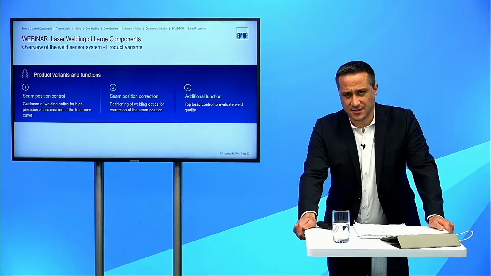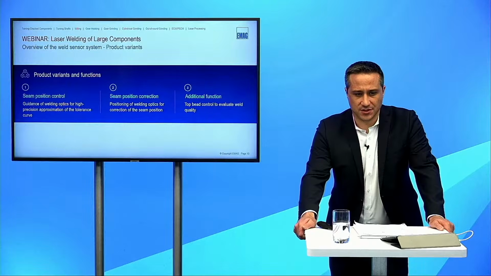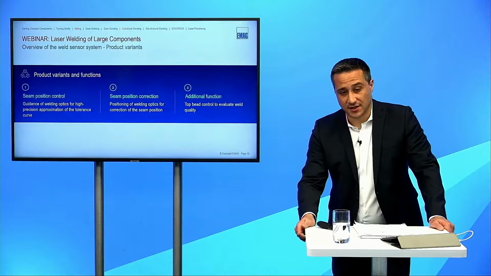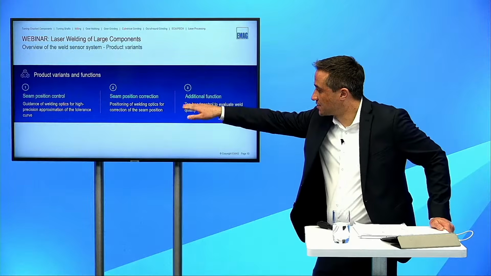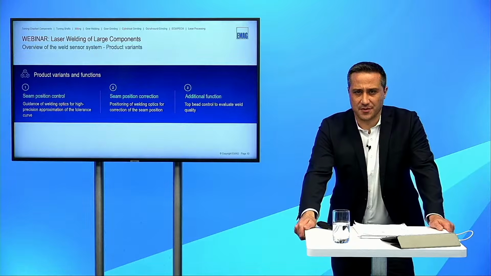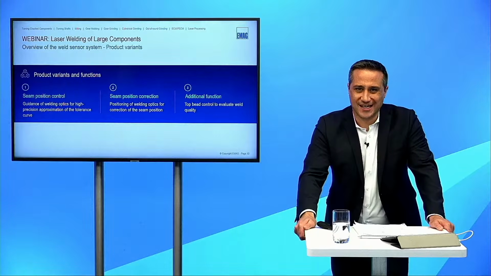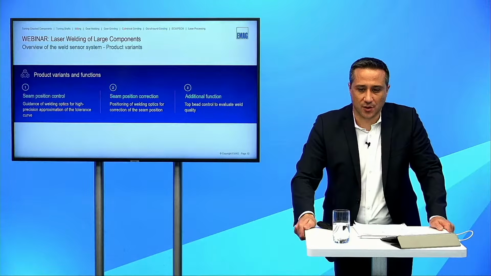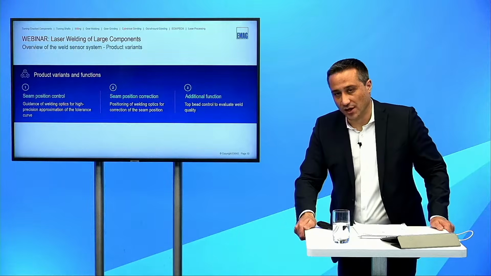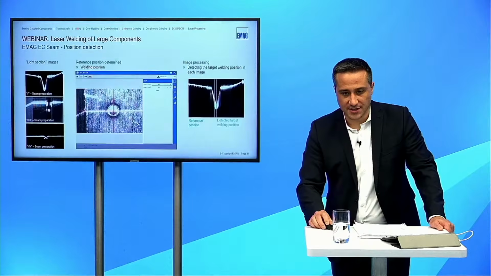It's an exact guidance for the welding optics at the end, and this is NC controlled. First of all, we have the possibility of seam positioning control as well as seam positioning correction, which is realized by an NC axis. And as an additional function, which is sometimes also needed by our customers, we have a top bead control to evaluate the weld quality after welding.